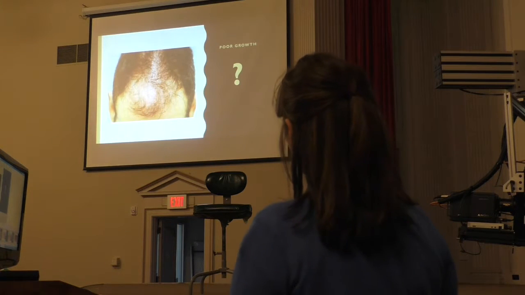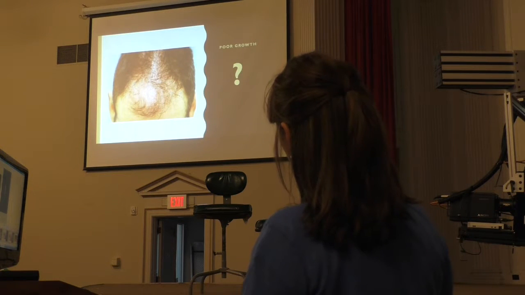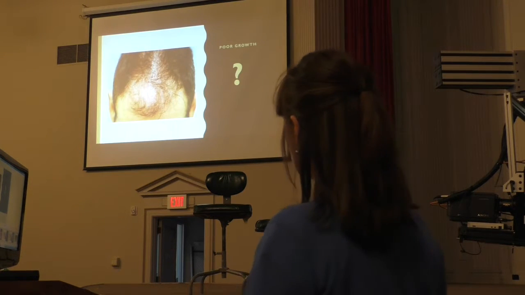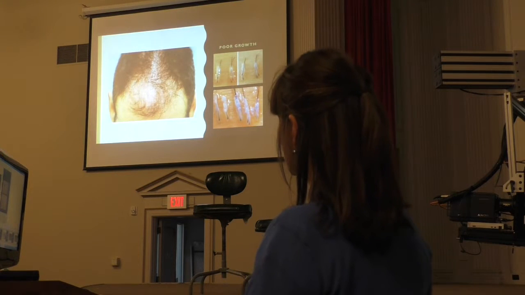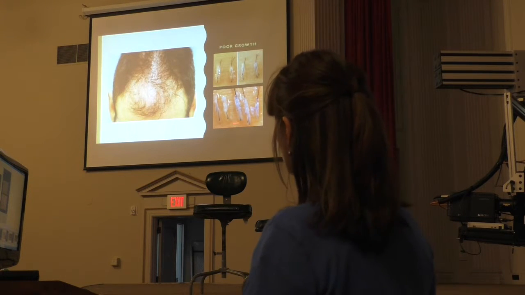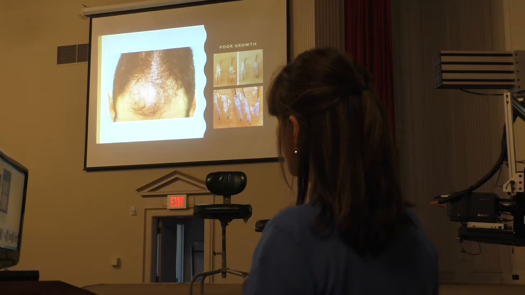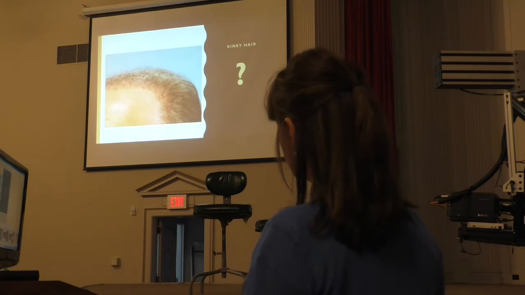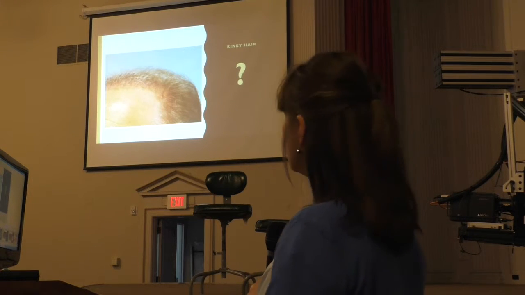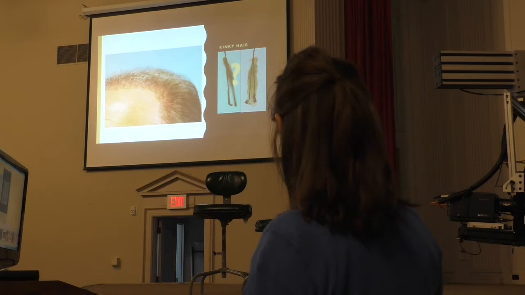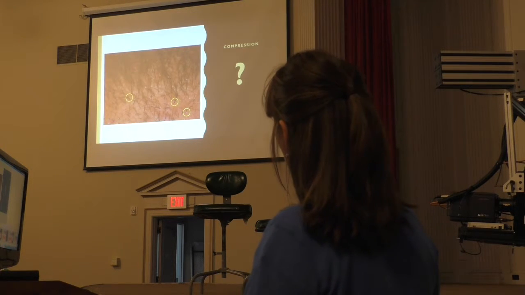So what went wrong? The patient comes in a year later, and this is the result. It's a poor growth, but what happened to cause it? It could be grafts that dried, it could be transection, right? It could also be too many sites, kinky hair, or manipulation, so crushing during the placement or scraping during the dissection.